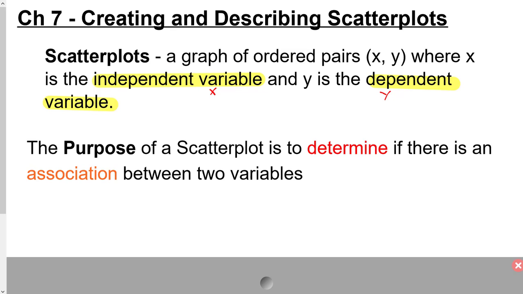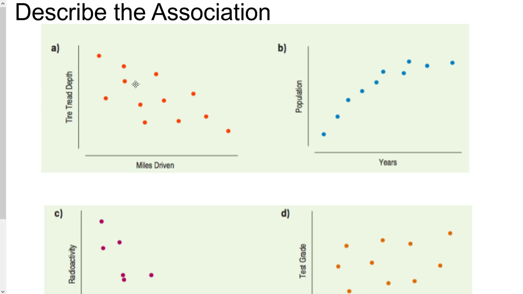So let's now just look at some examples of scatterplots. So let's look at this one. Here we have on the x-axis, so the independent variable, miles driven, say of a car, and the tire tread depth. So basically how good your tires are, how deep the tread is. If these were actual scatter plots, we'd have numbers here for miles, say 1,000 miles down here, 2,000, 3,000. Here we'd have the depth of the tire tread, okay?